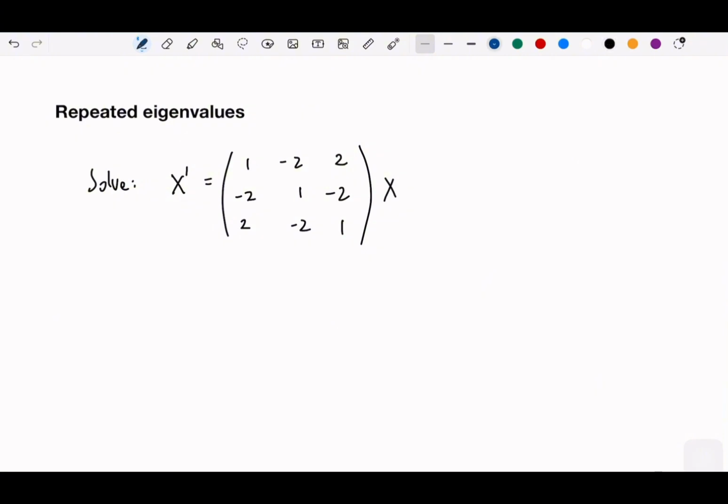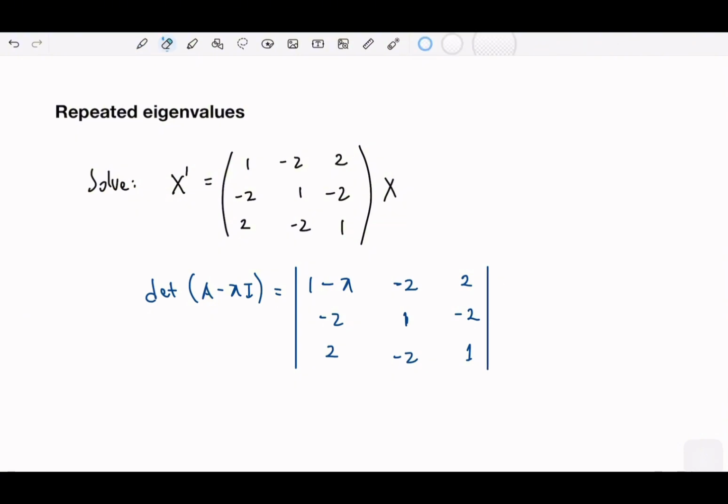So let's take the determinant, finding the eigenvalues. I will skip some of the process just to give you some focus on what the repeated values are and how they apply. So this is 1 minus lambda, and it equals 0.